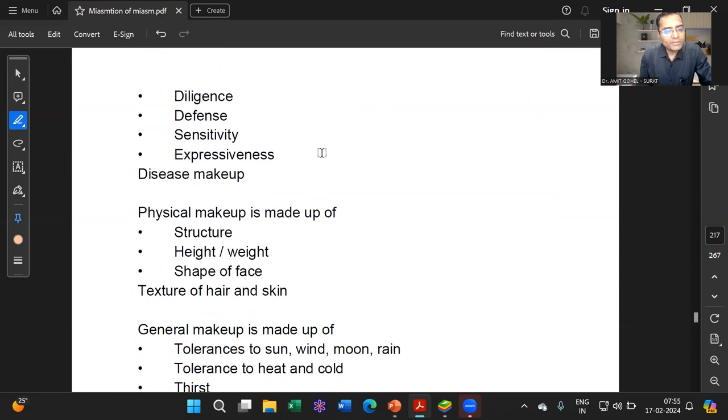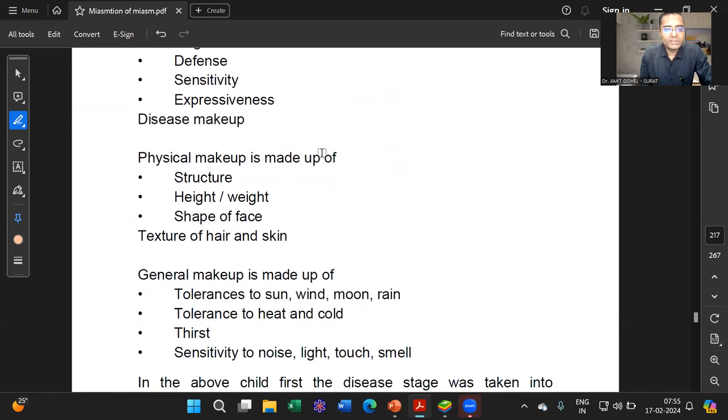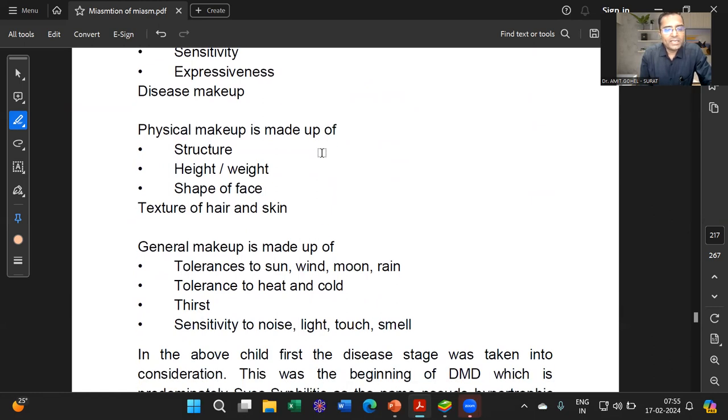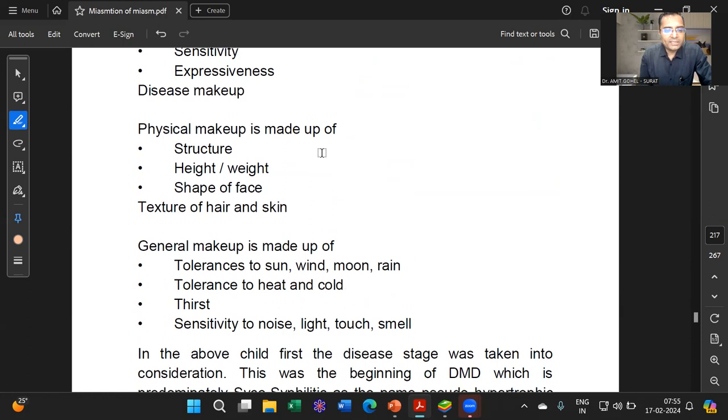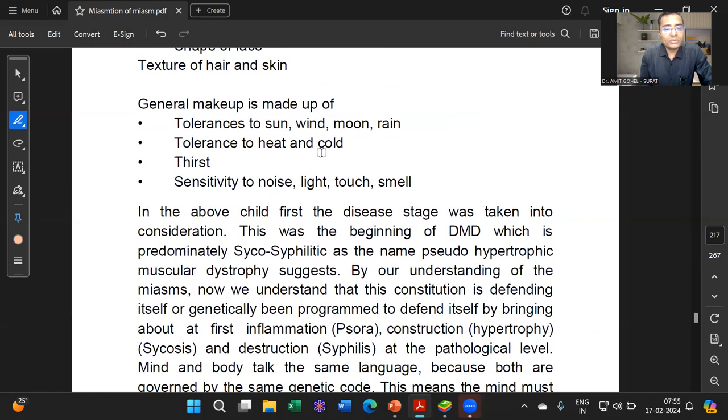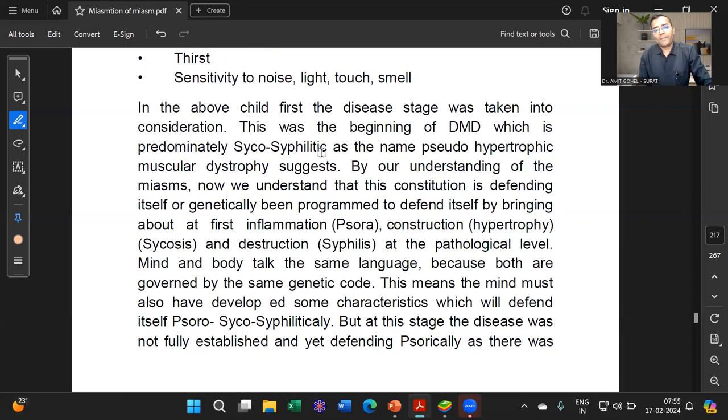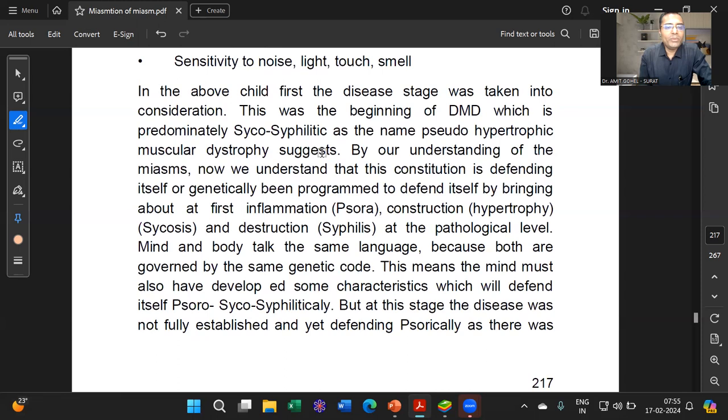The disease makeup in the form of the disease, the physical makeup in the form of the structure, height, weight, shape of the face, texture of the hair and skin. And the general makeup is made up of tolerance to the sun, wind, moon, rain, tolerance to heat and cold, thirst, sensitivity to noise, light, touch and smell. So in the above case of the child, the first disease stage was taken into consideration. This was the beginning of the DMD, which is predominantly psychosyphilitic, as the name pseudo-hypertrophic muscular dystrophy. So this is what you have to understand.